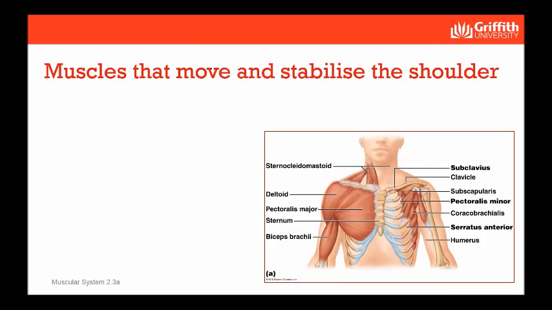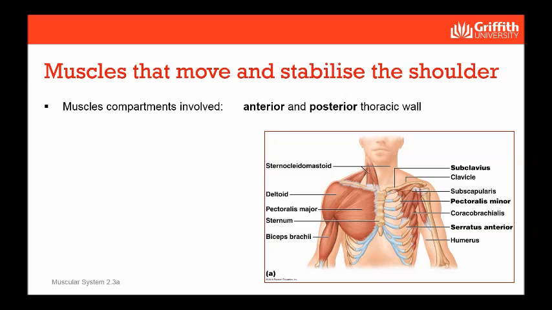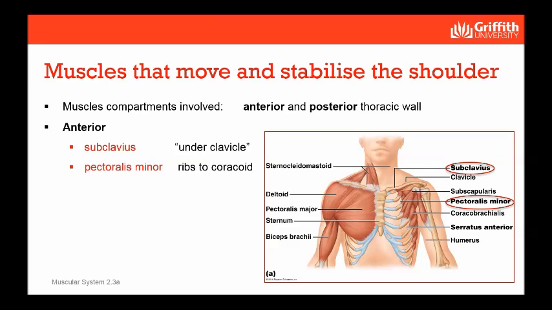We will start with the muscles that move and stabilize the shoulder. This includes muscle compartments from both the anterior and the posterior thoracic wall. In the anterior compartment, there are three specific muscles that move and stabilize the shoulder and insert into the pectoral girdle: subclavius, pectoralis minor, and serratus anterior.